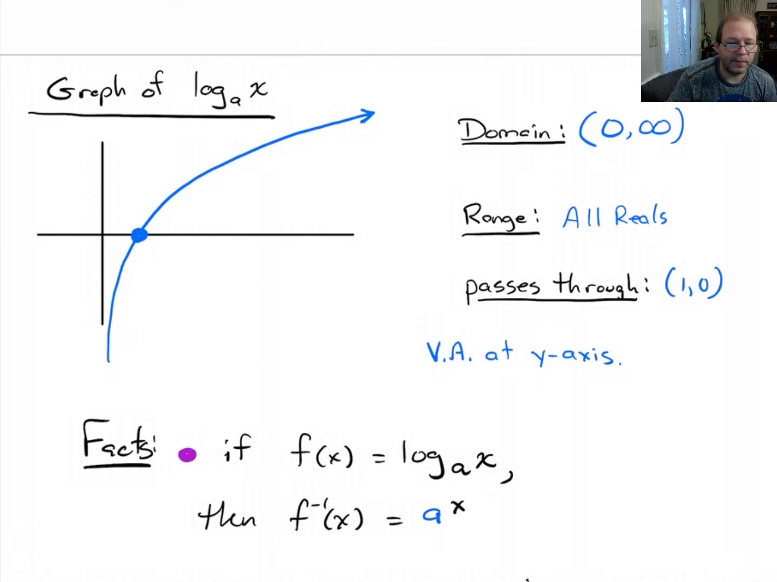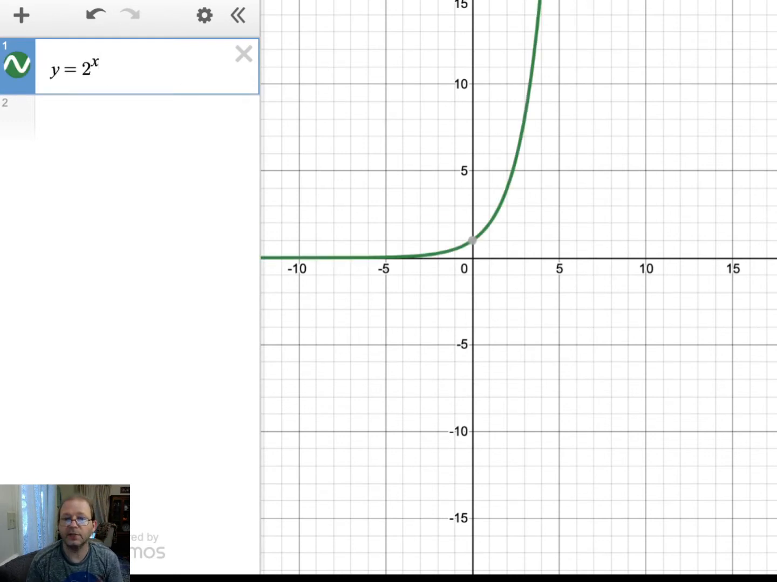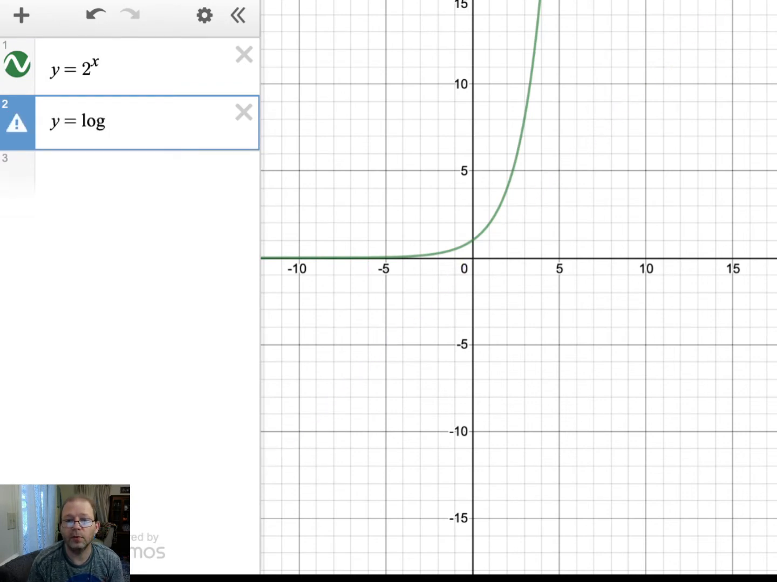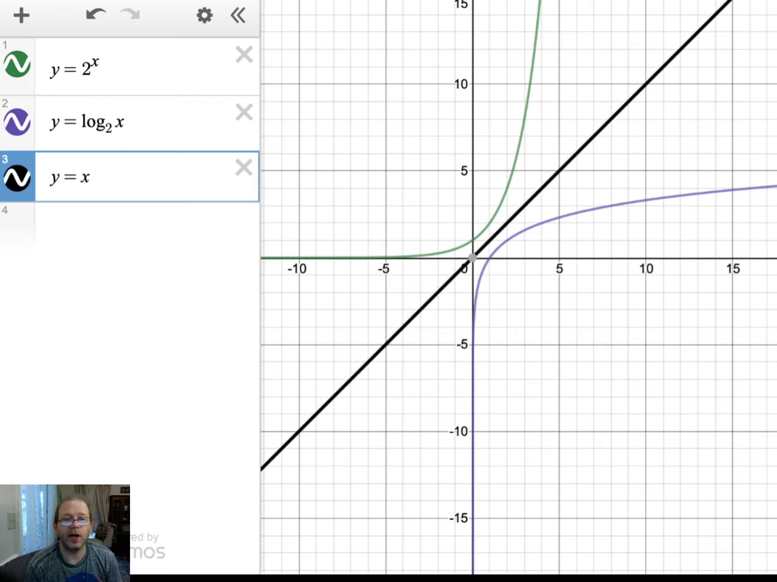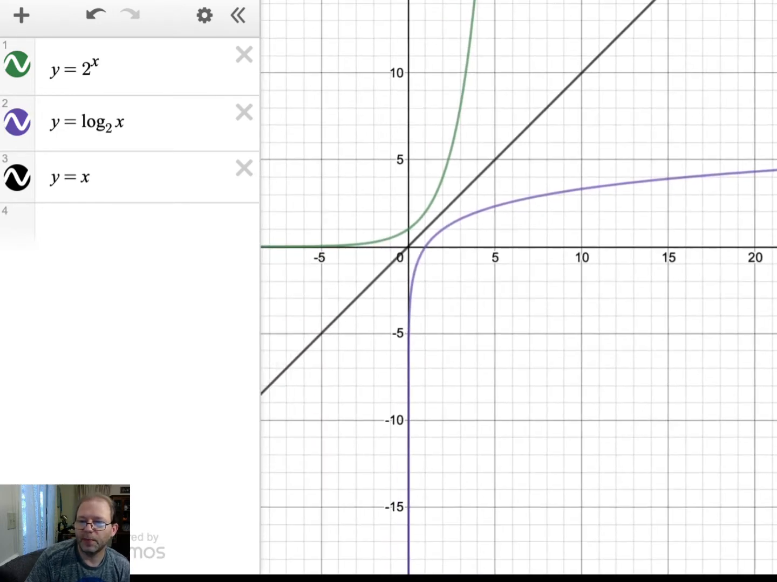But let's look at this. If I take this and graph y equals, let's just pick, 2 to the x. If I then put in y equals log base 2 of x, I get the inverse function. Remember, inverse functions are reflections of each other across the line y equals x, and we can see that here. You can also see this purple function. It looks pretty much like what I drew, although I think my drawing was growing a little too fast.